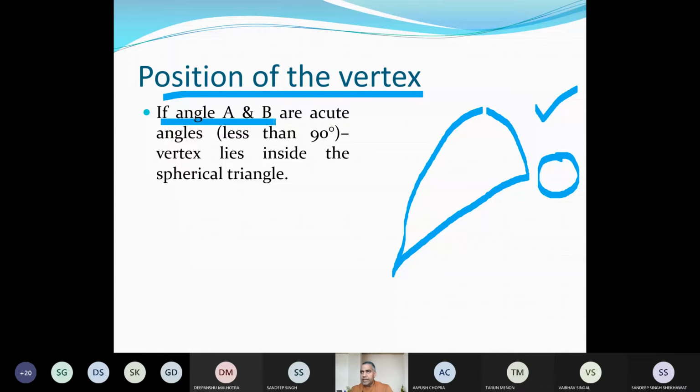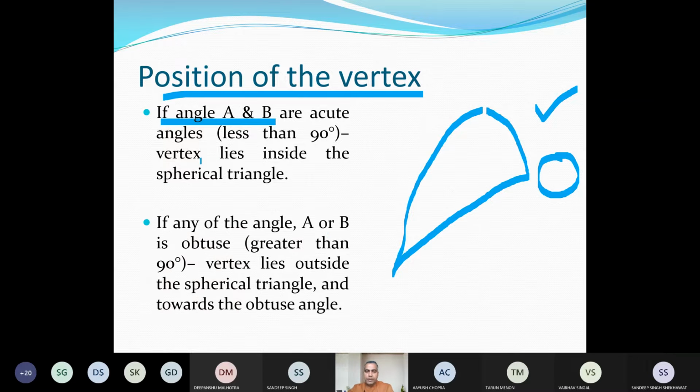Look carefully at both these angles we have found, A and B. If both the angles are acute angles, which means they are less than 90 degrees, then in that case the vertex lies inside the spherical triangle. So if both the angles are acute, less than 90 degrees, the vertex will always lie inside the spherical triangle. If any one of the angles, angle A or angle B, becomes obtuse, that means it is greater than 90 degrees, the vertex will lie outside the spherical triangle.